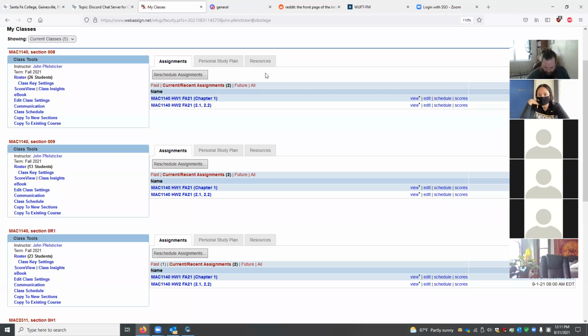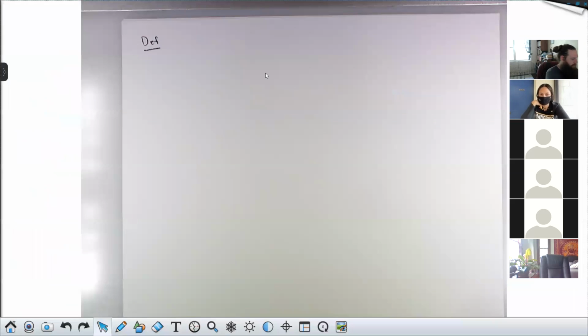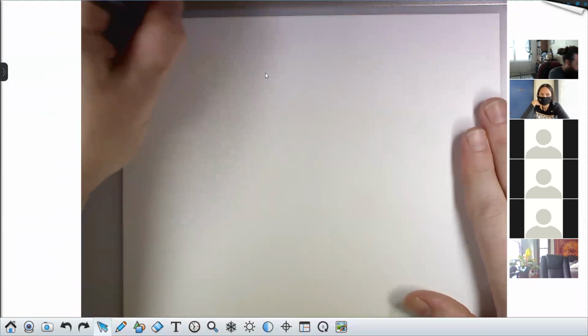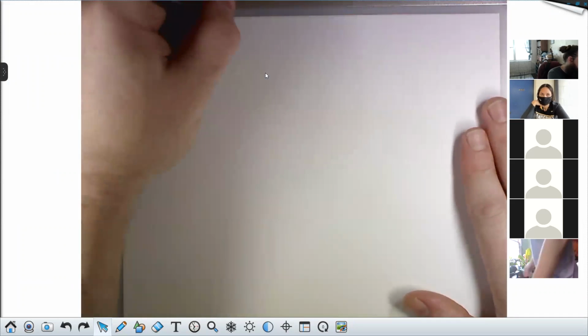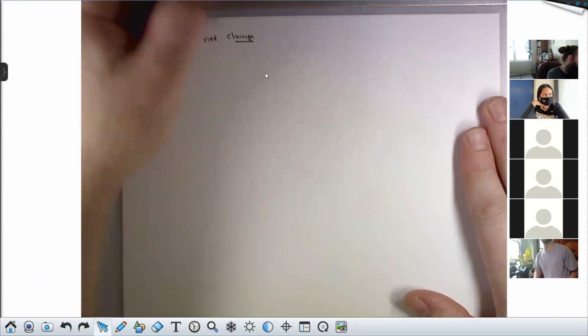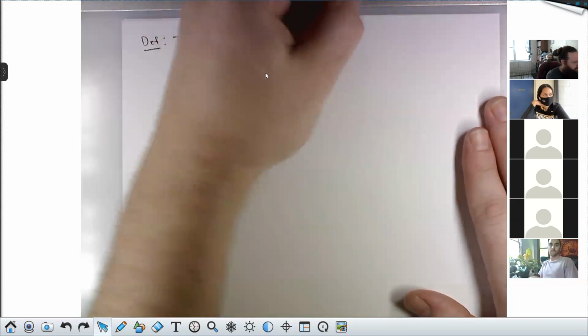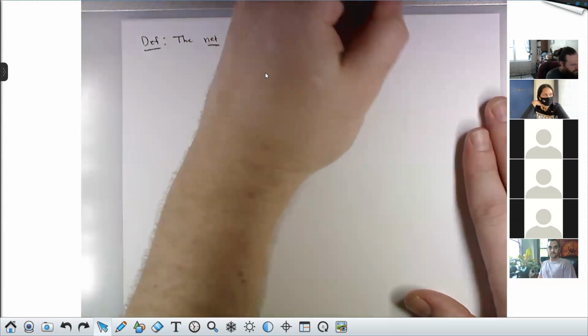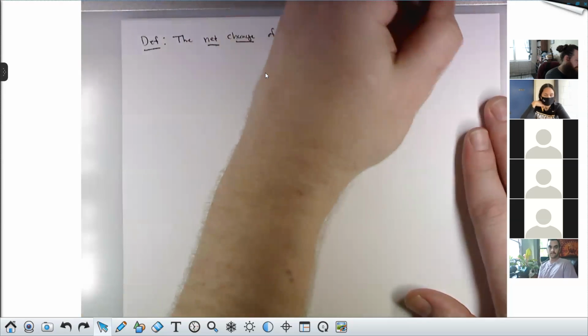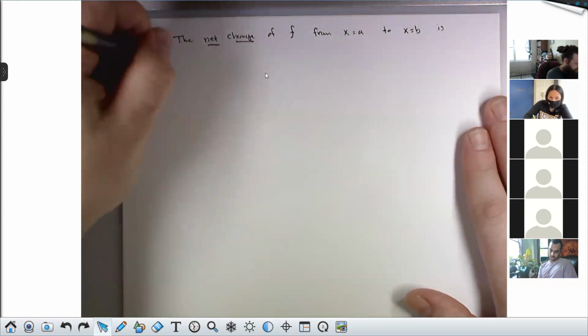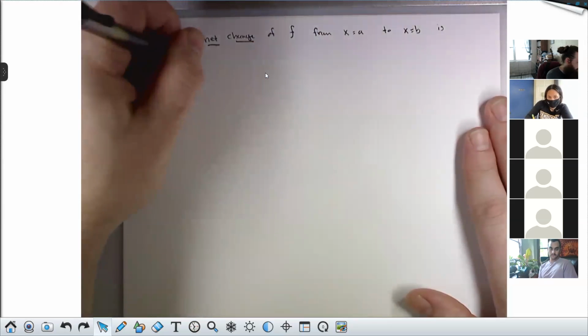The first thing I want to talk about here at the end is something called net change. And we have to have a definition. So the net change of a function f from, you have to specify two inputs, from x equals a to x equals b, is by definition the difference f of b minus f of a.